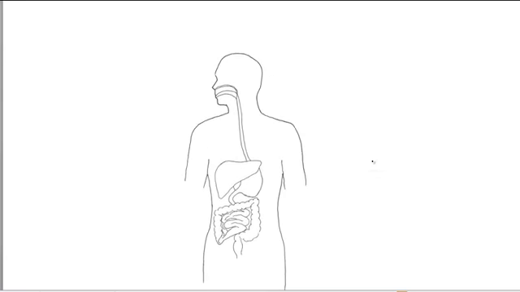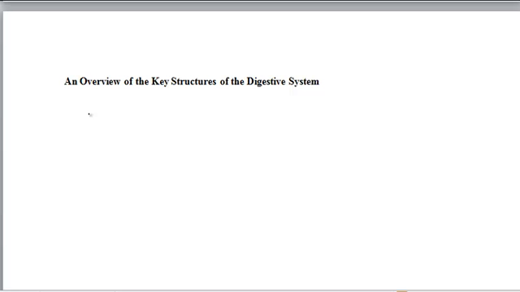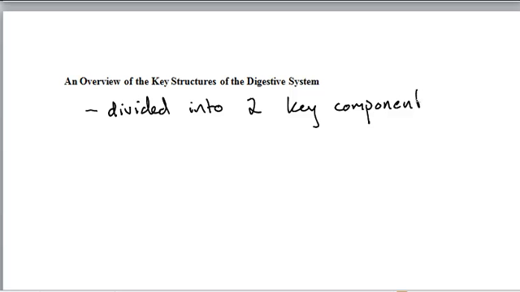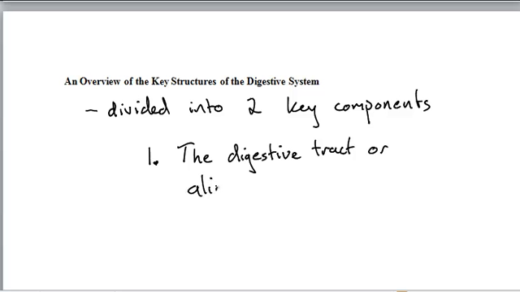So to begin with, let's look at an overview of the key structures of the digestive system. The digestive system can basically be divided into 2 key components. First, what is called the digestive tract, or alimentary canal.